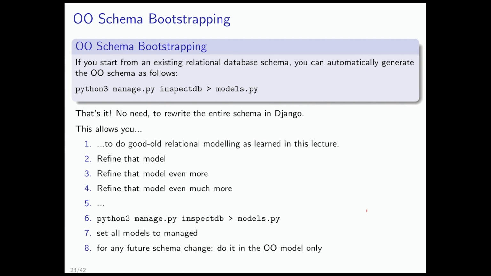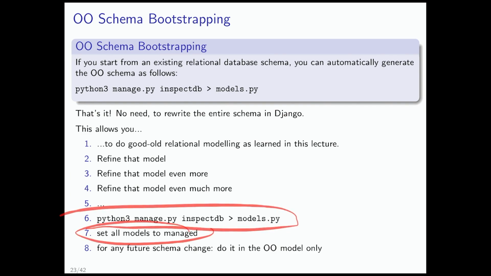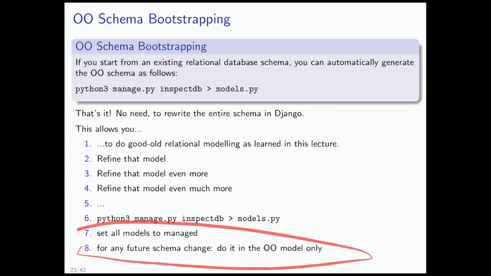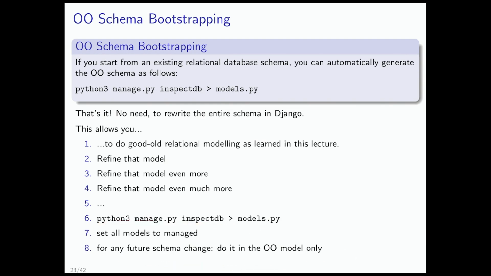But basically what it allows you to do is something like this here. You can do good old relational modeling as learned in this lecture. You refine your model, refine it even more, refine the model even much more. Eventually you say, okay, now I make the step to developing the Django web application. Then you run this command. You set all models to managed in Django, and any future schema change will only be done in the models.py, in the Django ORM only. Then you change in models.py, call makemigrations if you changed something, and migrate, but you never touch the database system anymore manually. That's a very good workflow I can recommend.